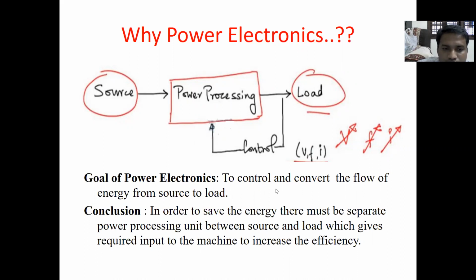So we control and convert the flow of energy from source to load. Finally, we can say there is one processing unit in order to control that. That is the reason power electronics is nothing but control plus conversion. Control means we can change the voltage level, frequency and current, and conversion means AC to DC or DC to AC, vice versa. By making use of these devices, efficiency is improved and heat sink requirement is less. So these are the advantages. Okay, I think it is clear now.